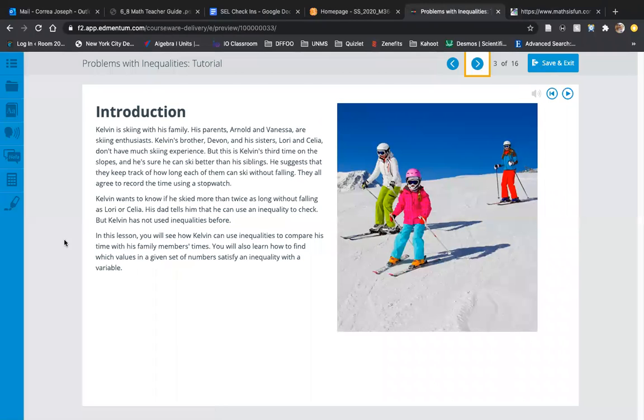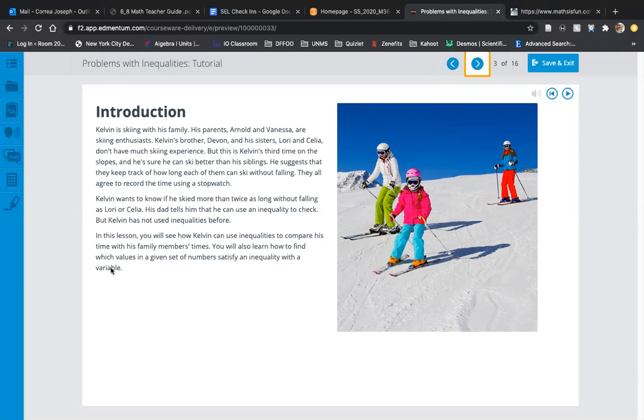So again, they're always going to start with some type of scenario that they give us. So the scenario for today is about skiing. So it says here that Kevin is skiing with his family. His parents, Arnold and Vanessa, are skiing enthusiasts. Kevin also has a brother, Devin, and sisters, Lori and Celia, that don't really have a lot of skiing experience, right? This is Kevin's 3rd time skiing, so he thinks that he's going to be a little bit better than his siblings, right? And he's going to try to keep track of who can ski for the longest amount of time without falling, right?